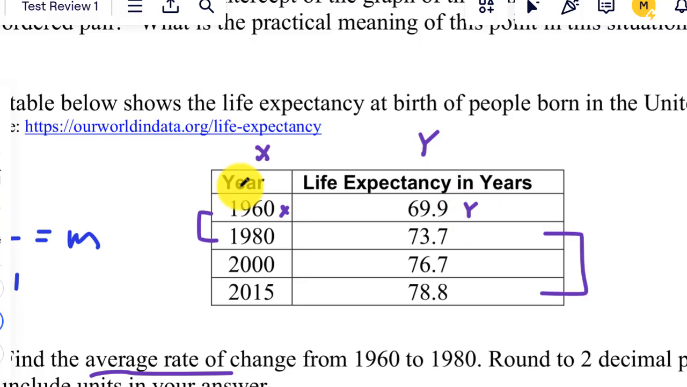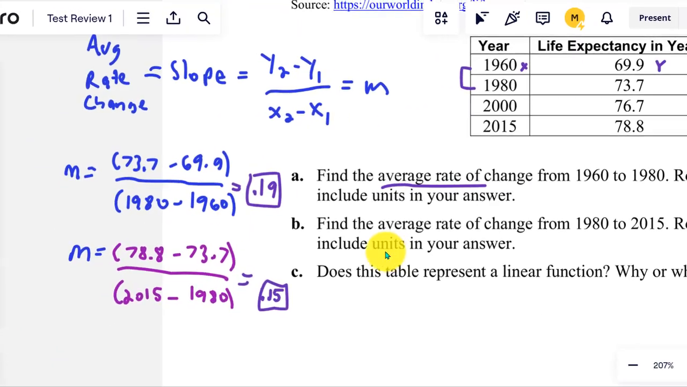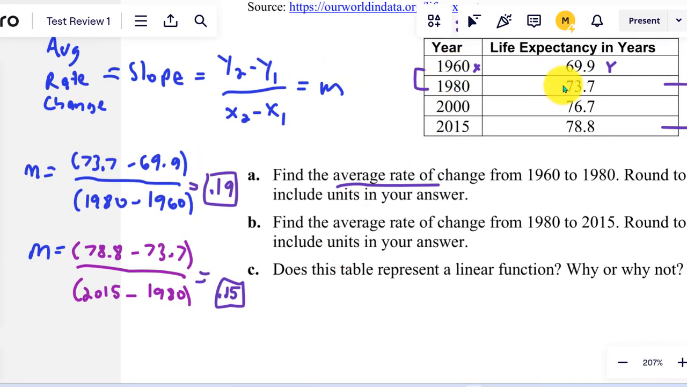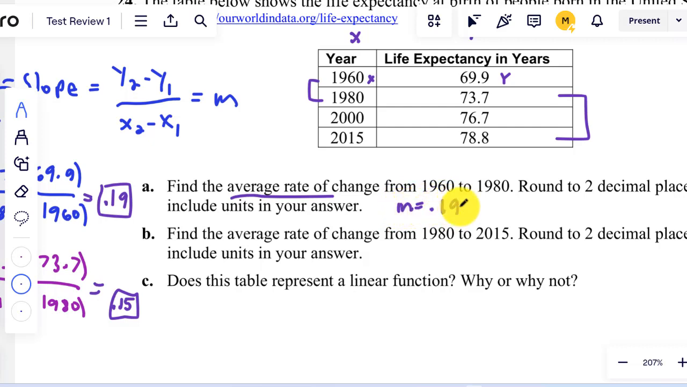All right, so we need to find 2 points and get the average rate of change. For the first one, 1960 to 1980 would be 73.7 minus 69.9 for my Y's, and for my X's, which is in the denominator, 1980 minus 1960. When we do this calculation, you get 0.19. So for question A, your answer is average rate of change, or the slope, is 0.19.